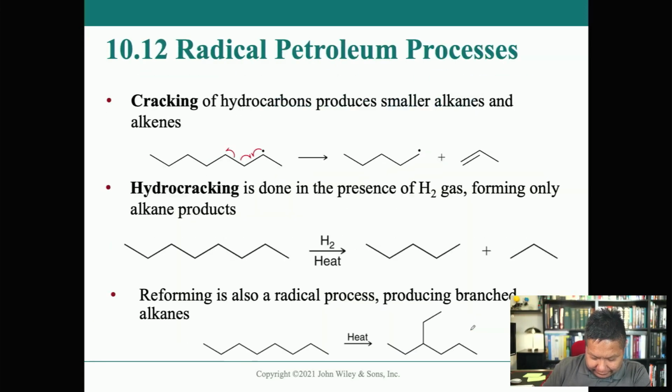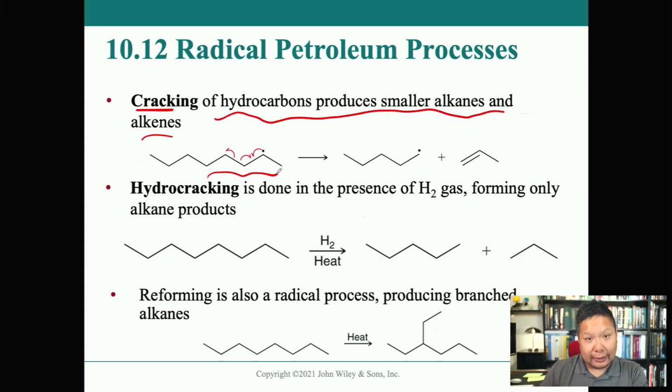Oop, went too far. So there are a couple of radical petroleum processes that you might need to be aware of. Not so much, but kind of, sort of, right? There's cracking, right? Cracking of hydrocarbons produces smaller alkanes and alkenes. So here we have a hydrocarbon, and it's being cracked into an alkane and alkene. We have an alkane radical here, right?